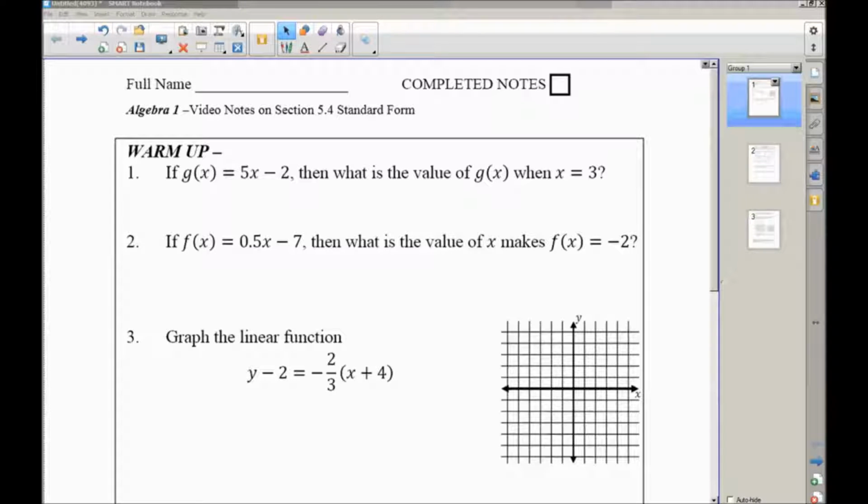Hello again. Welcome to another lesson in Algebra 1. Today we are covering section 5.4 on standard form. So this is standard form of a linear equation, and we'll learn what that means in a few minutes.